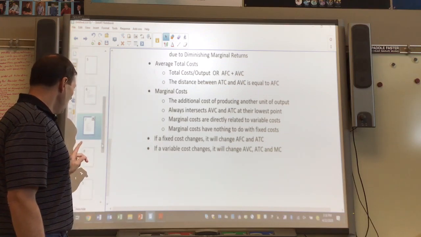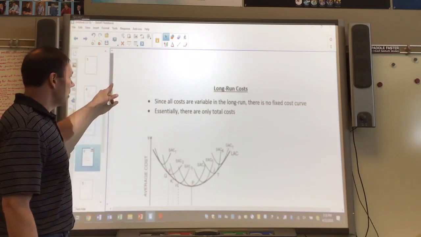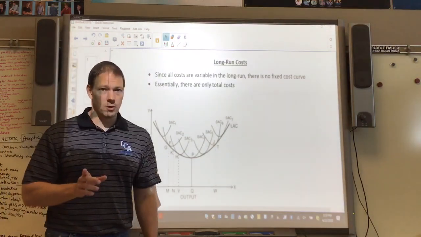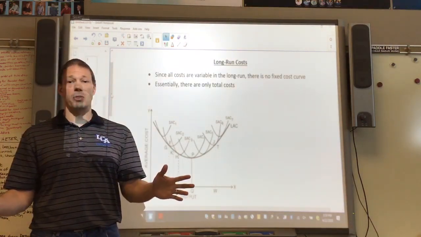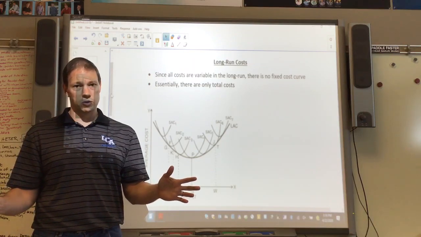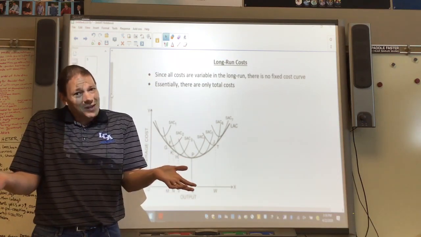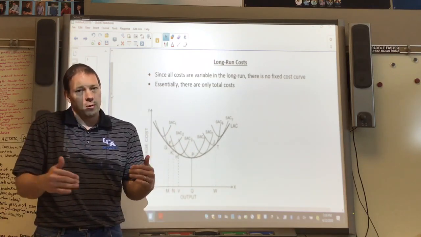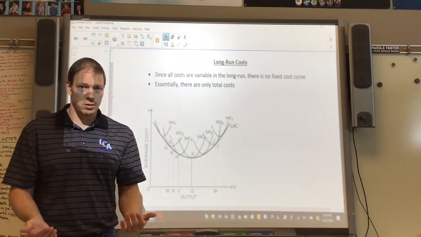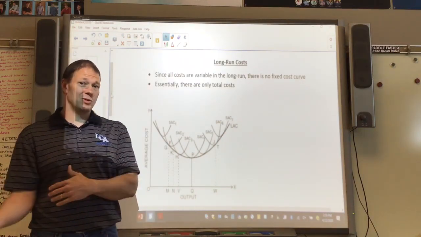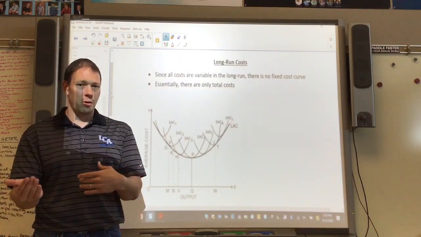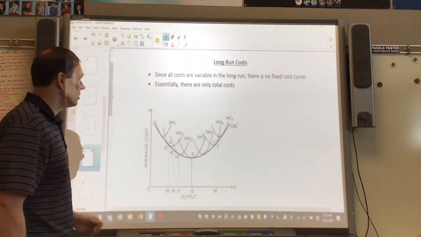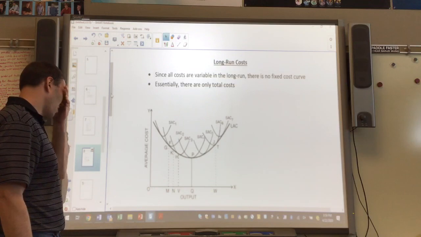Now, what we need to do next is talk about the long run, that's all in the short run. Now remember the definition of the long run, everything is variable. Nothing is fixed in the long run, so there's really only technically one curve. In theory, there are two curves, a variable cost curve, average variable cost curve, and a total cost curve. But now, because there is no fixed, variable and total are the same, so we just say there's total, and that's all we worry about. So essentially there's only total costs or average total costs in the long run.